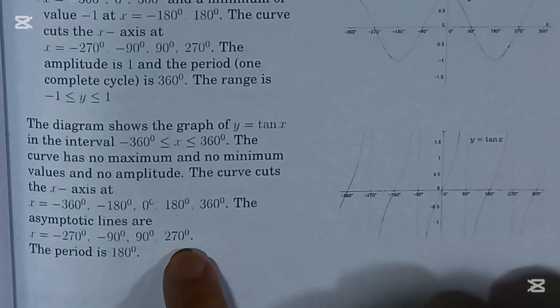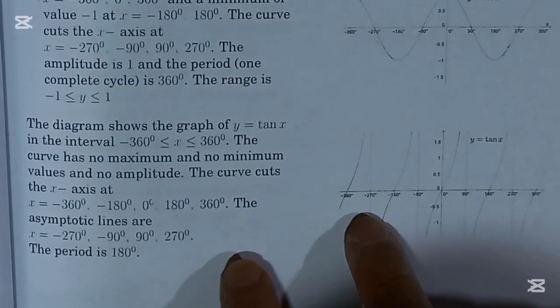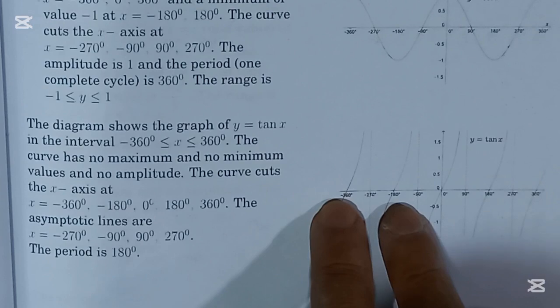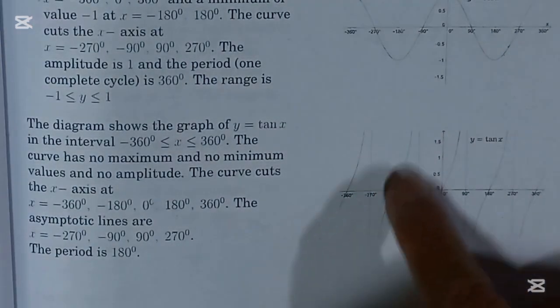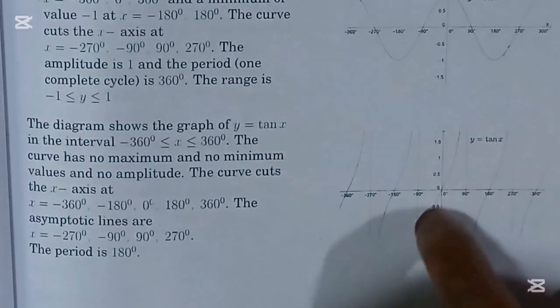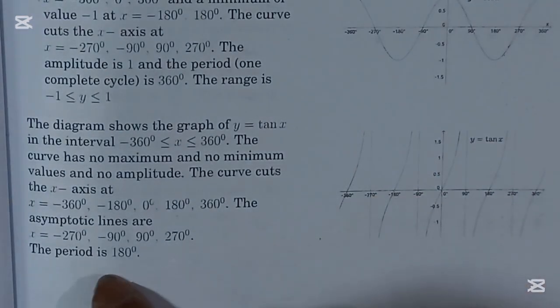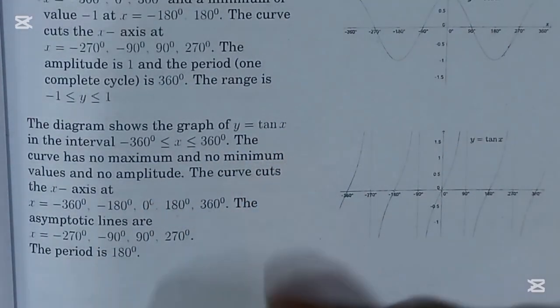And finally, the period is 180, because after 180 degrees the process is repeated. Like this, after 180 degrees again the process will be repeated. So the period is 180 degrees. So these are the concepts of the graph of tan theta.